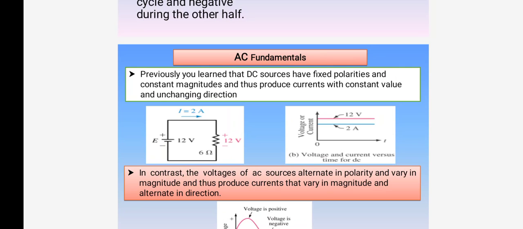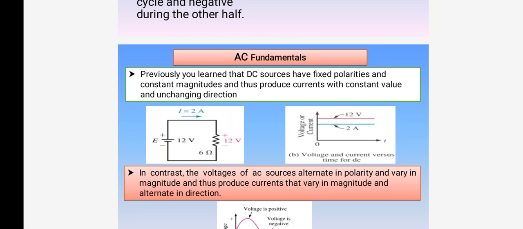Now, AC fundamentals. Previously, we learned that a DC source has fixed polarity and constant magnitude, and thus produces current with constant value and unchanging direction. In the case of DC, it is only unidirectional. You can send the power from one side to another side. You can see the diagram: we have a DC voltage connected to a resistor. The voltage is always constant, in only one direction.